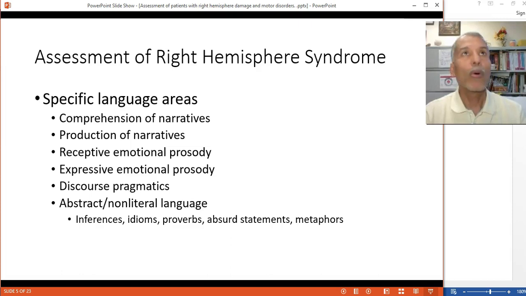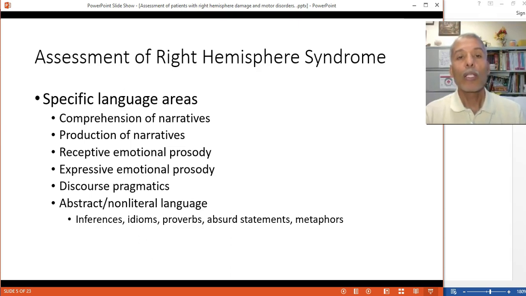No matter how long you live, the more people you know, the more cultures you get exposed to, the more you learn about their manners and how you can adapt the way you communicate to understand and communicate with people from different parts of the world and different parts of the country in a constructive and effective way. So discourse pragmatics, again, is an area that needs to be evaluated extensively in right hemisphere damage.